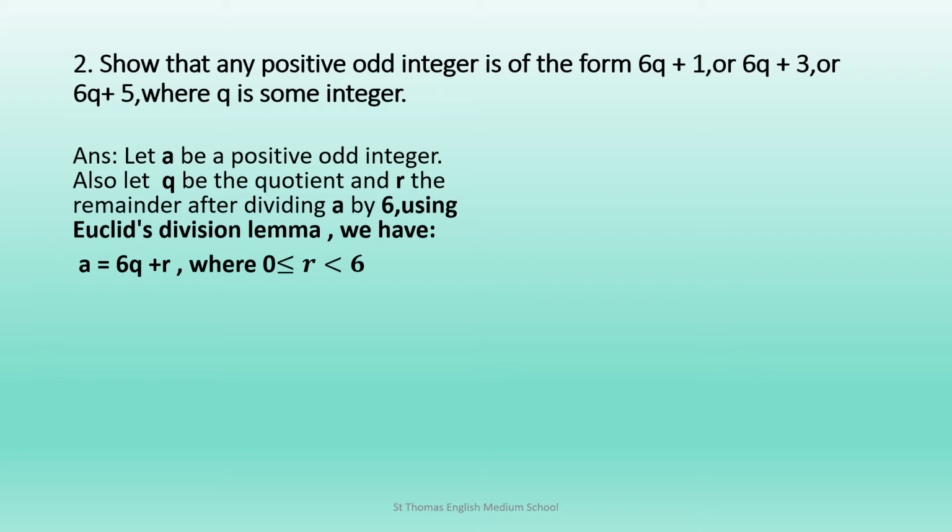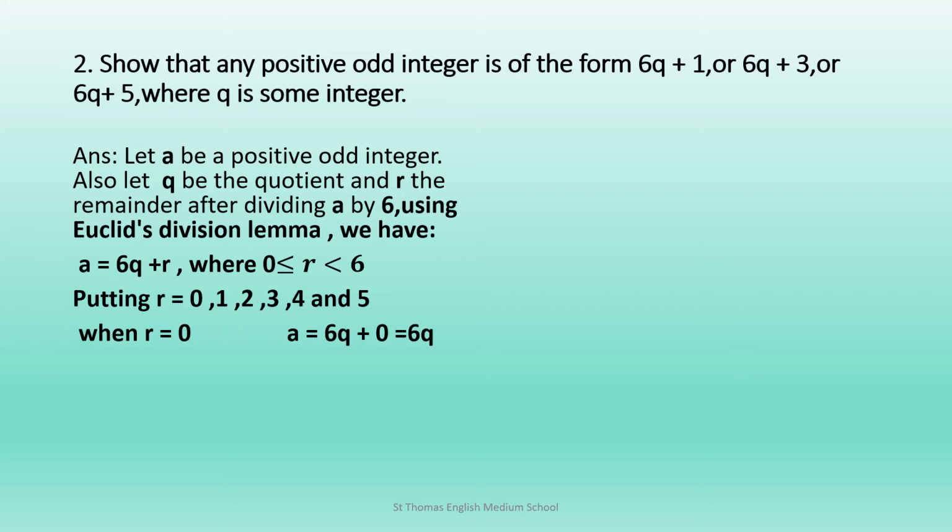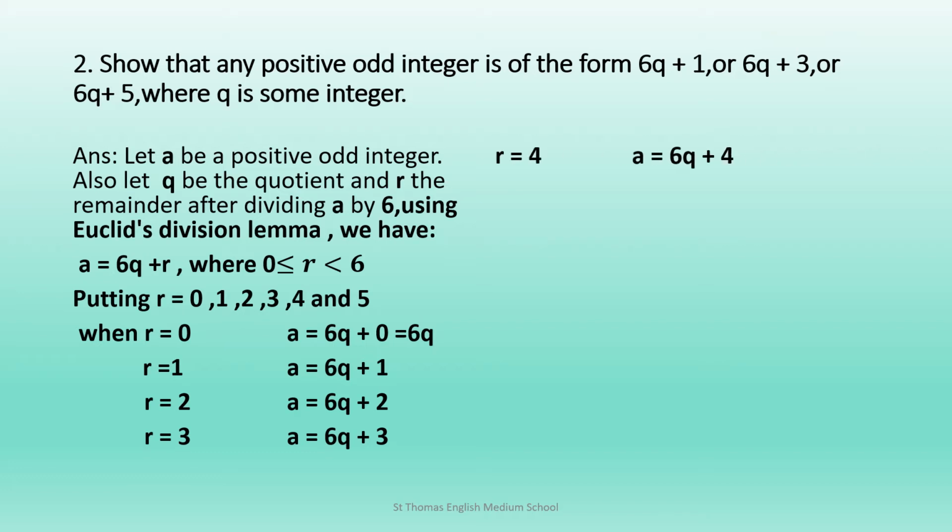That is, the remainder can take maximum up to the value 5. Then, by putting R equal to 0, 1, 2, 3, 4 and 5: when R equal to 0, A equal to 6Q plus 0, that is 6Q. When R equal to 1, A equal to 6Q plus 1. R equal to 2, then A equal to 6Q plus 2. R equal to 3, then A equal to 6Q plus 3. When R equal to 4, A equal to 6Q plus 4. R equal to 5, A equal to 6Q plus 5.